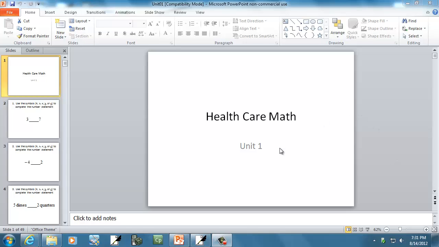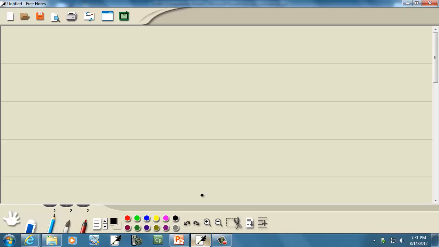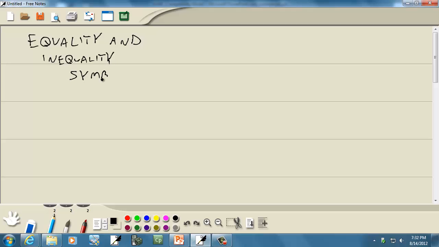Let's take a look at Unit 1. Now, the first thing I'm going to be taking a look at is some inequality symbols and equality symbols. So, equality and inequality symbols. You can read my writing. Our first one is one we're seeing pretty often.